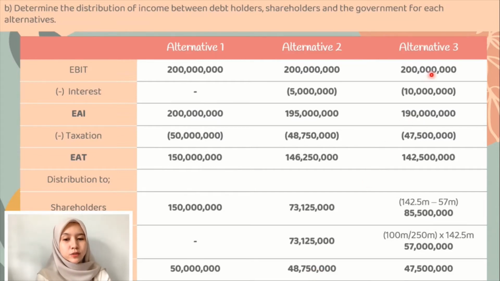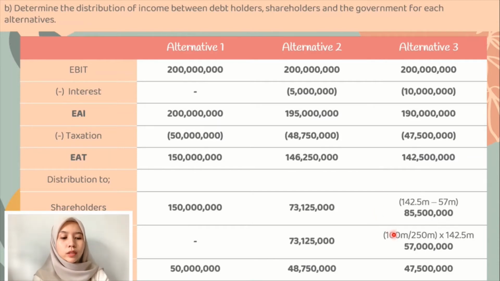For alternative 3, EBIT 200 million ringgit minus interest 10 million ringgit, which is 10% times 100 million ringgit of debt, and then the EAI will be 190 million, and then taxation minus 47.5 million, which is 0.25 times 190 million, then you will get EAT of 142.5 million ringgit. So it will be distributed to debt holder and shareholders.